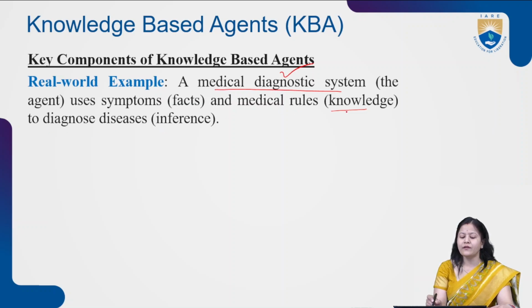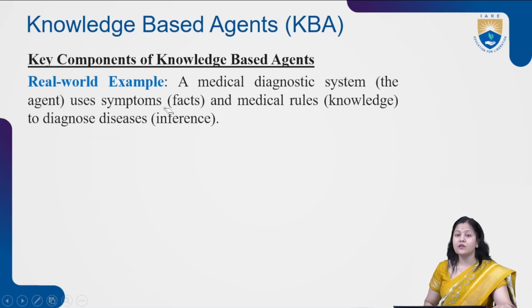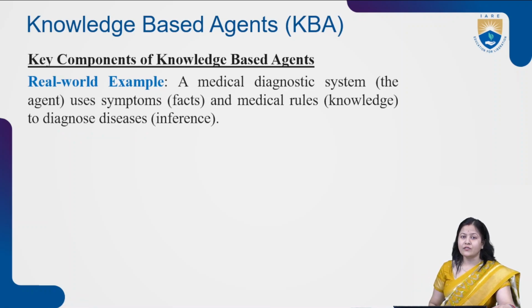That means what can this agent infer? The name of the agent is medical diagnostic system. It uses the symptoms, which are nothing but the facts, and the medical rules, which are called the knowledge, which is stored inside the knowledge base. By using this, it can derive the conclusion or the result as diseases, which is called inference. So this is a simple example of a knowledge-based agent, how it can infer the result from the existing knowledge.